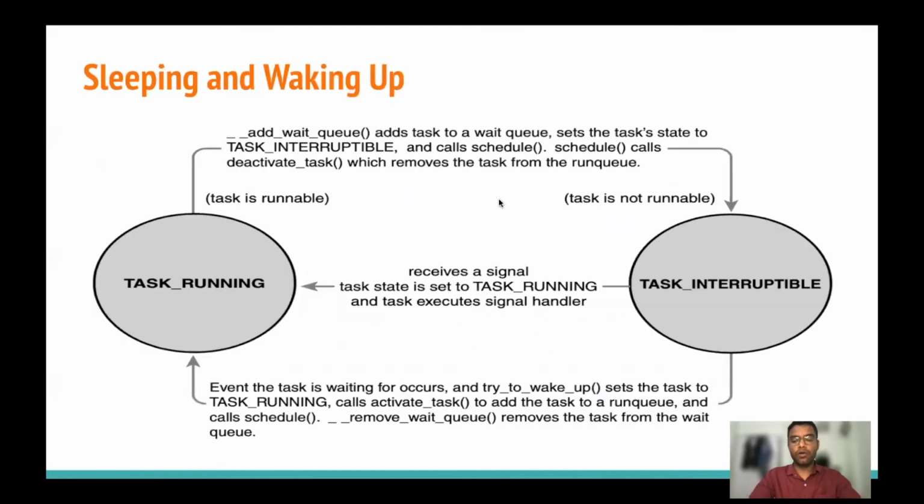So this is the whole wake up and sleeping of processes. Here you can see that when a process is running and goes to sleep, it calls the function add wait queue and is added to the wait queue, its state is set to task interruptible, and it calls the schedule function as we have discussed.